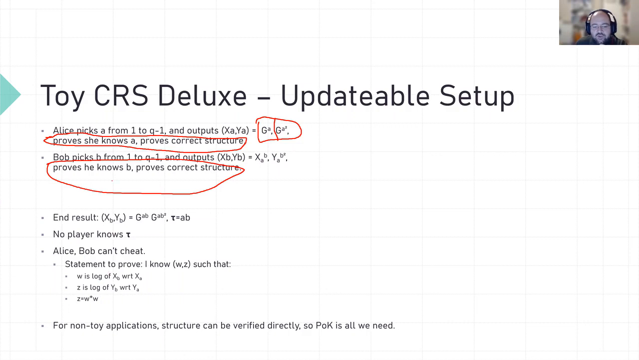Well, each of them in the very base case would essentially have to prove three things. They would prove to know the log of their first element relative to the base. They would want to prove that they know the log of the second element relative to the base, and we will call those values W and Z. And they would also need to prove that Z is the square of W.